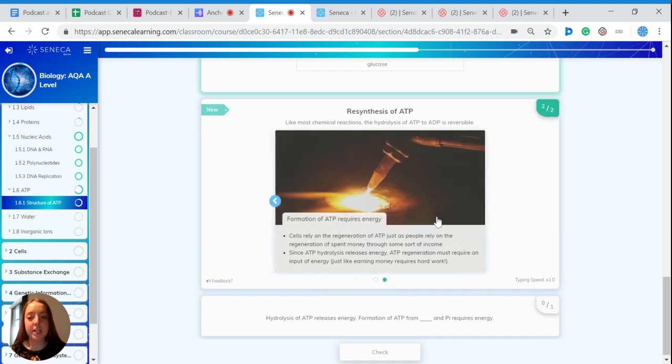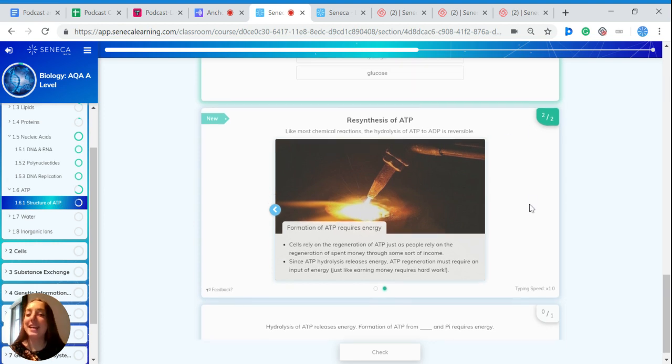Cells rely on the regeneration of ATP, just as people rely on the regeneration of spent money by some sort of income. Since ATP hydrolysis releases energy, ATP regeneration must require an input of energy, just like earning money requires hard work, or getting good grades requires lots of revision. So yeah, that's ATP for you.